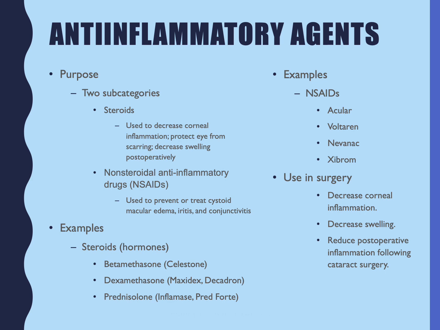So let's talk a little bit about NSAIDs. NSAIDs such as Acular, Voltaren, Nevanac, and Xibrom are a second class of anti-inflammatory agents, and they are typically used to prevent or treat cystoid macular edema, iritis, and conjunctivitis. They're also used to prevent postoperative inflammation following cataract surgery, and they can possibly be used to inhibit intraoperative miosis. Remember, that is constriction of the pupil.